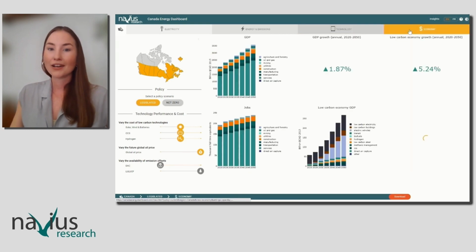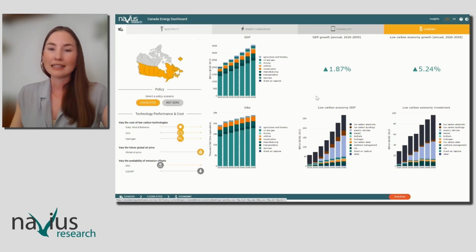And finally, the economy dashboard provides information on GDP and jobs economy-wide, as well as GDP growth and investment in the low carbon economy. We define the low carbon economy here as the portion of the economy made up of technologies, services, and resources that increase renewable energy supply and help to reduce emissions.